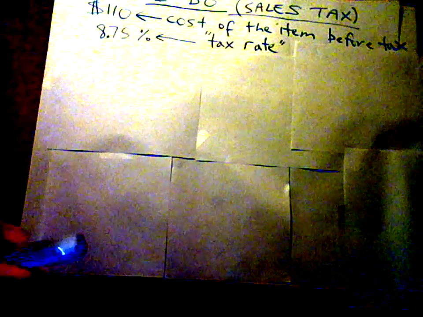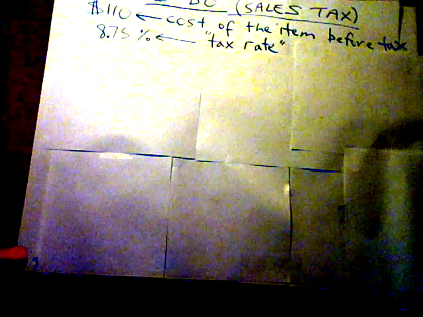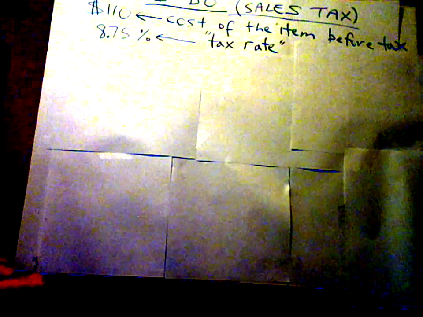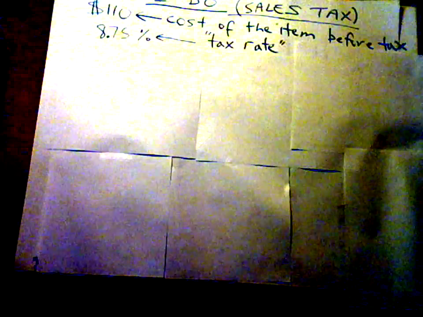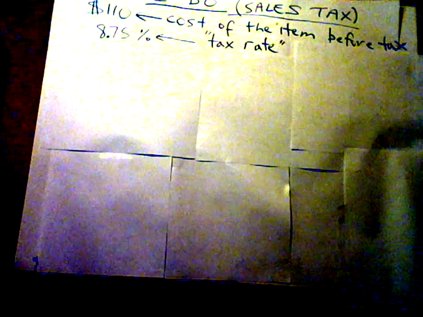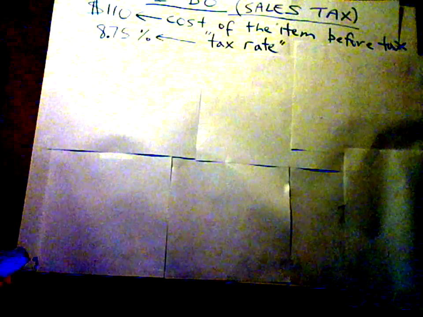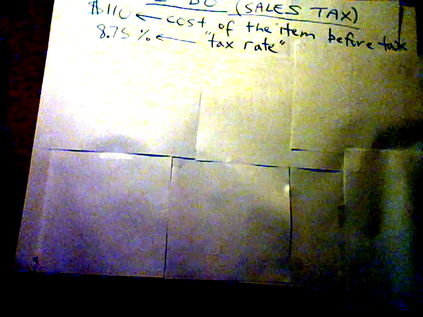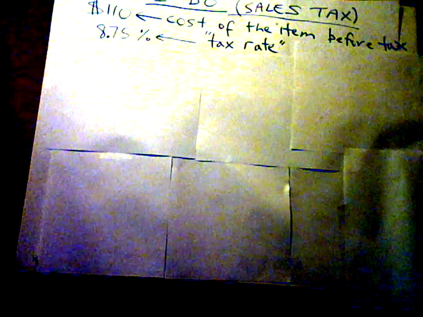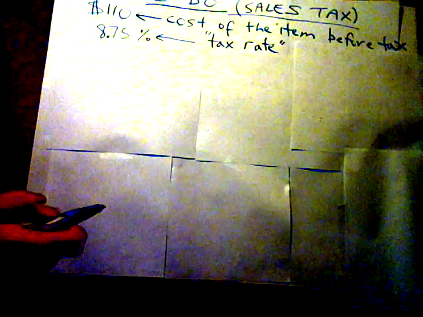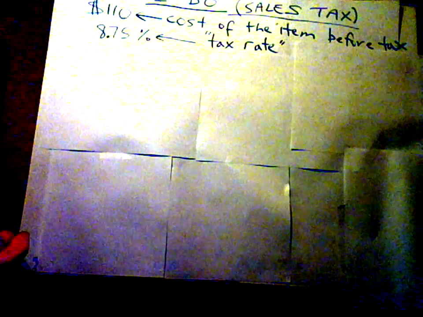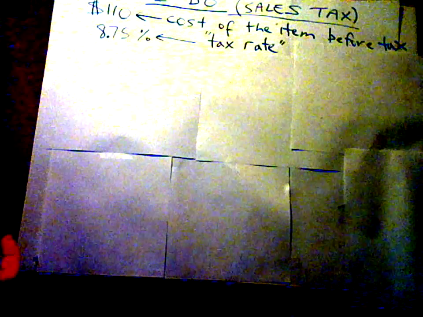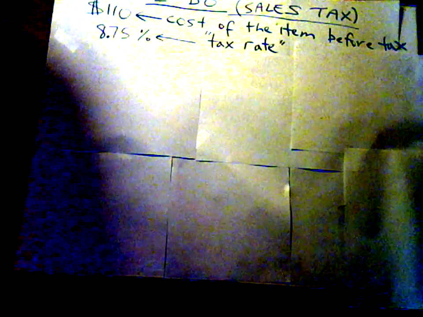Alright, so that is you're spending $8.75 on every $100 that you spend, or you are spending 8.75 pennies on every dollar that you spend rather. Okay, so now let's suppose I go into a store and I buy a taxable item for $110. What would be the total cost of this item to me after I include a tax?